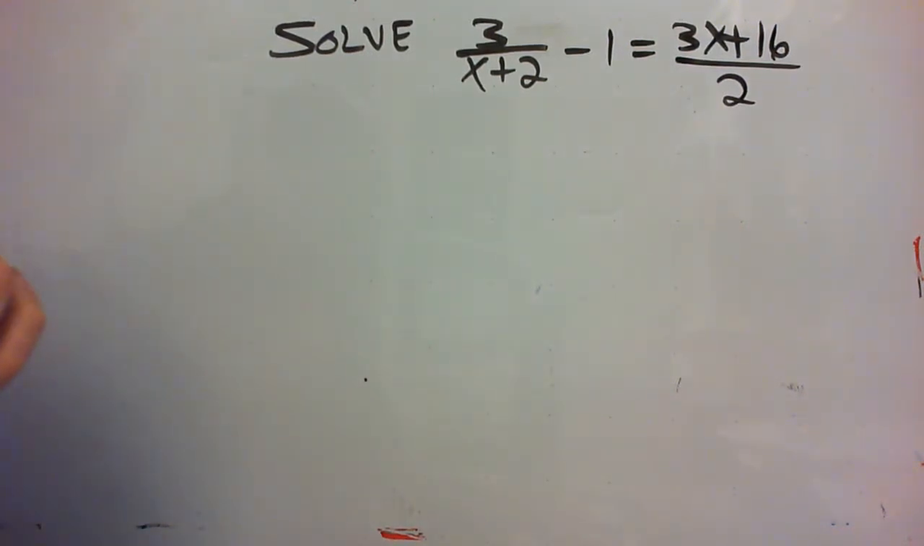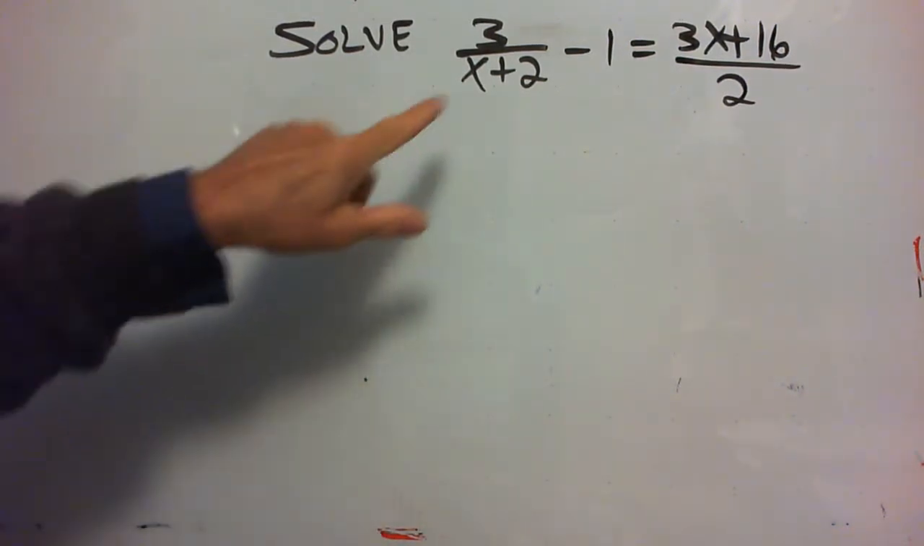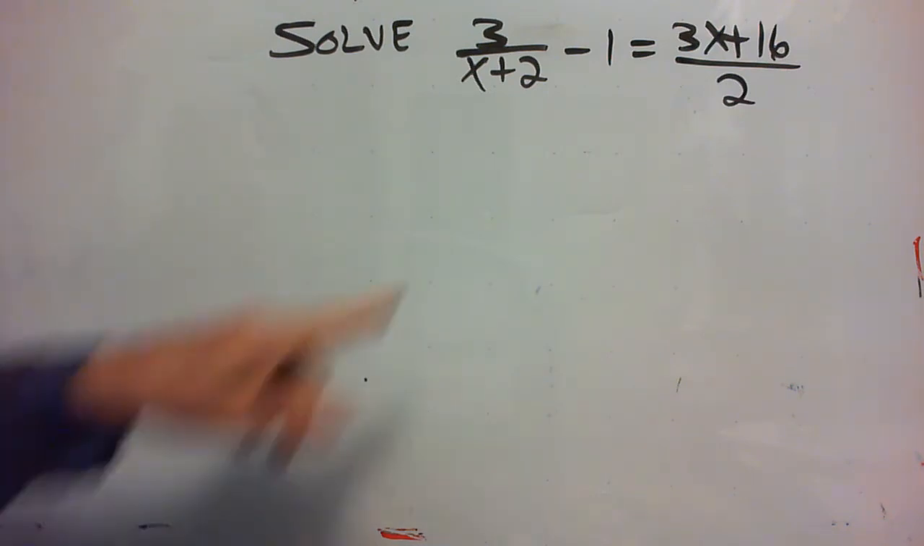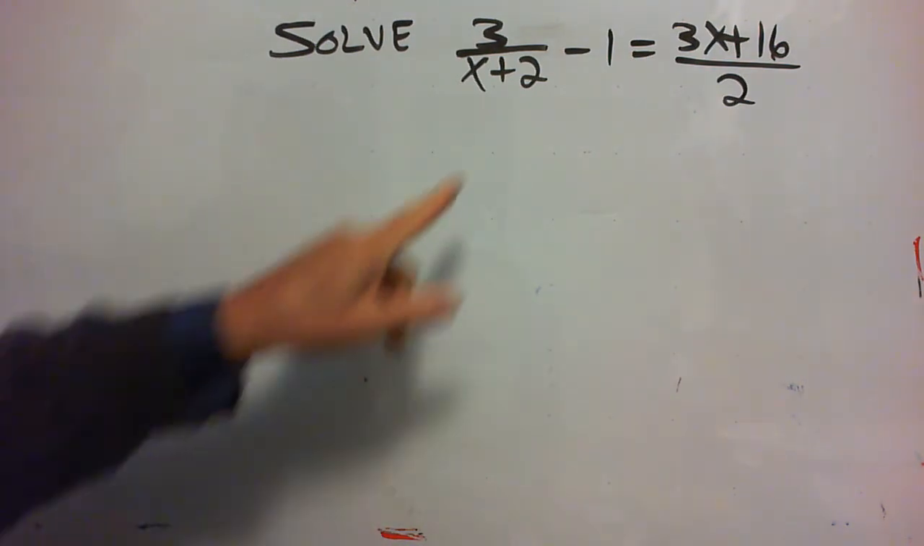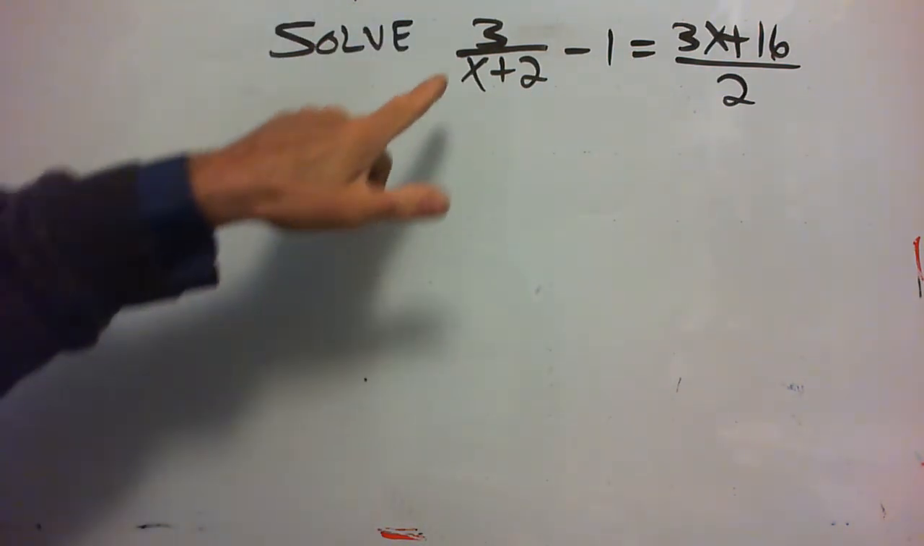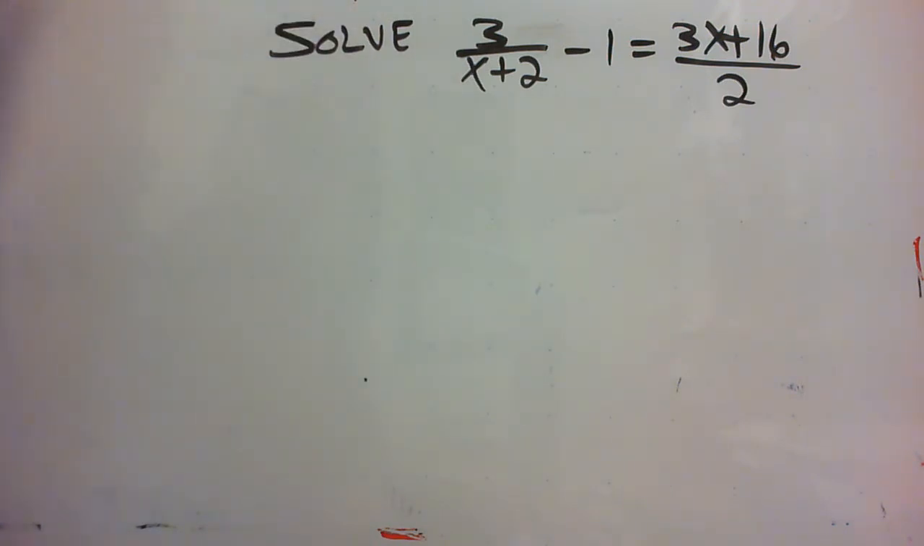Okay, the last problem I'm going to look at here is one out of WebAssign. Solve the equation 3 over x plus 2 minus 1 equals 3x plus 16 over 2. Now this is like one of the previous problems that we did with the rational equations. We wanted to get rid of those fractions.